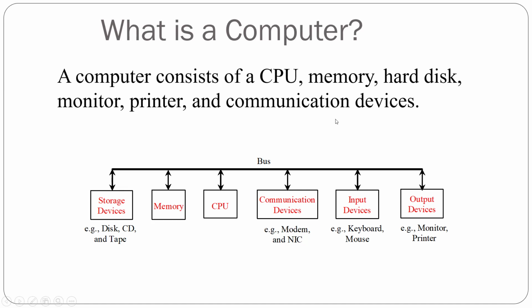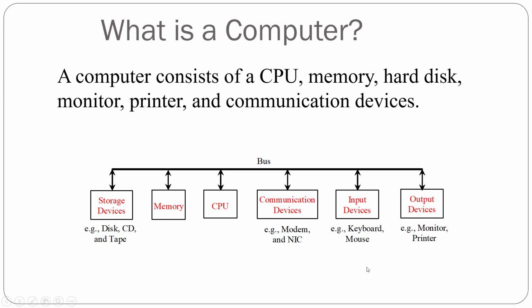And you'll need communication devices if you have to hook your computer to the internet. Okay, so let's see what these things do. What are the roles of these components in a computer? I have these definitions in the next few slides. Let's look at this picture that we have here. These are the different components of a computer: your CPU, memory, storage devices, communication devices, input devices and output devices.